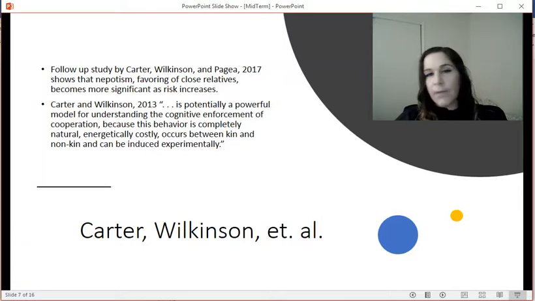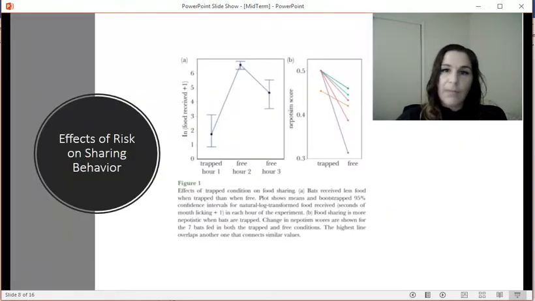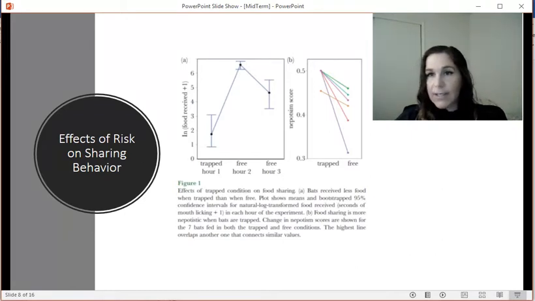Carter and Wilkinson followed up on that study, showing that as risk increases, the amount of nepotism or the relatedness factor increases. And these studies are potentially powerful models for understanding cognitive enforcement of cooperation because this behavior is completely natural, energetically costly, occurs between kin and non-kin, and can be induced experimentally. So these factors share a lot in common with blood donation. And these graphs reinforce the idea and show the data related to increases in kin selection and nepotism.